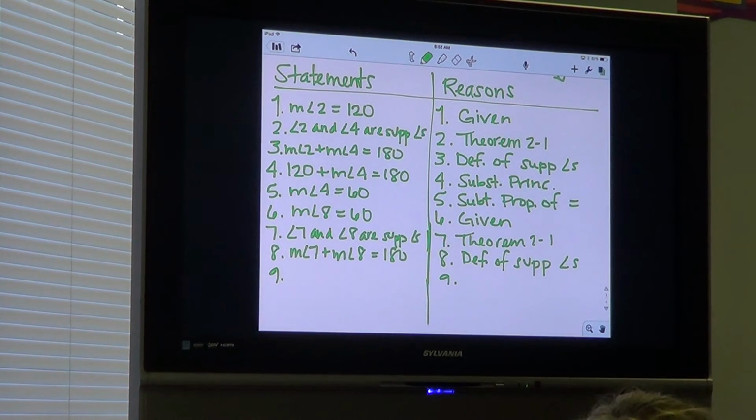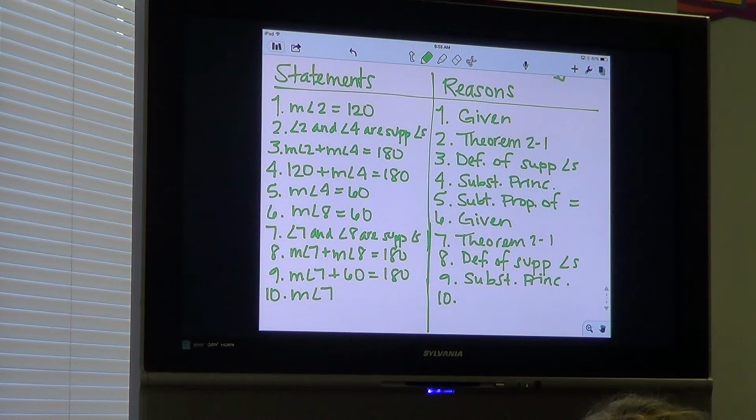So this is a long one, as you can see. And then, Hannah? Measure of angle 7 plus 60 equals 180. Good. Because of substitution. Good. And then, measure of angle 7 equals 120. Good, because of the subtraction property of equality. Good.